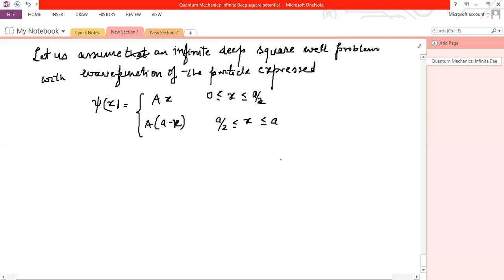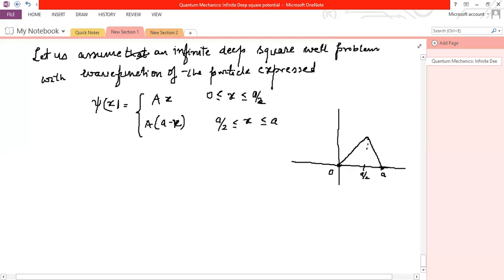So if I make the plot of it, how would the plot look? I know that my wave function initially varies linearly, and then again varies linearly, although the slope is negative, and it will attain 0 at x equal to a. At exactly x equal to a/2, it will attain a peak. So clearly your wave function is a/2 here, and this is a, and here it is 0.